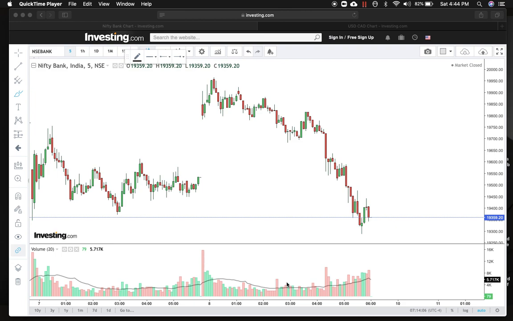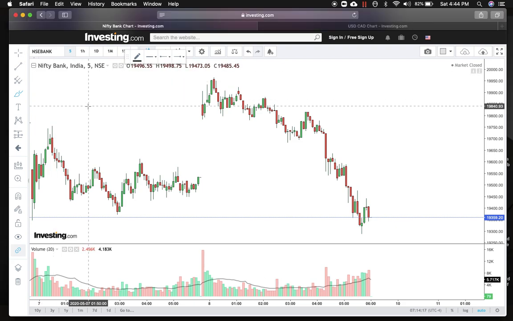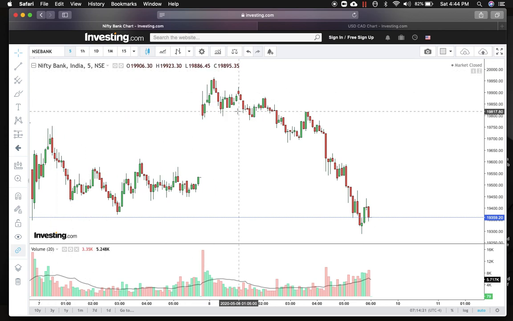So let's talk about the first component, which is the market structure. It doesn't matter what segment you are trading in or what time frame you are trading in, we have to see what the market structure is. Market structure basically means: are you in a downtrend, are you in an uptrend, or are you trading in a sideways market or consolidating?